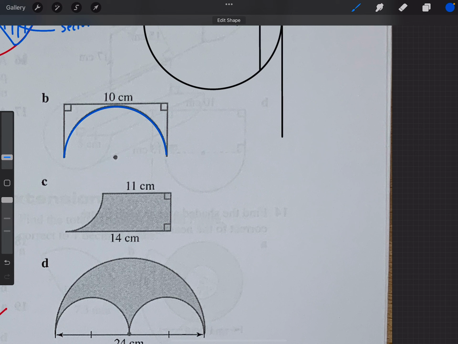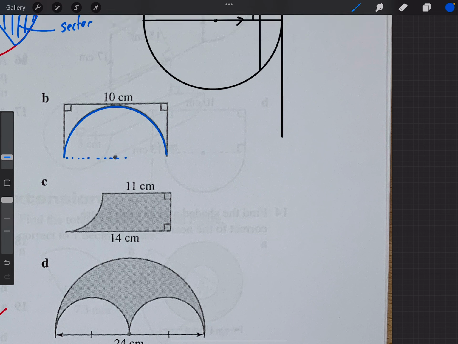circumference of this semicircle. Now this semicircle has a diameter of 10 centimeters. So the circumference of this is going to equal 10 times pi, and then we divide it by 2 because it's a semicircle. And that's going to give you 5 pi. Leave it like that for now.